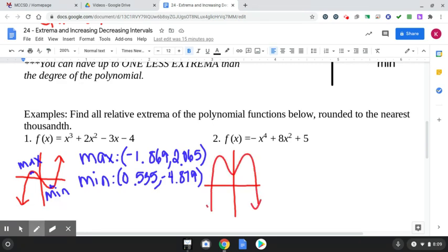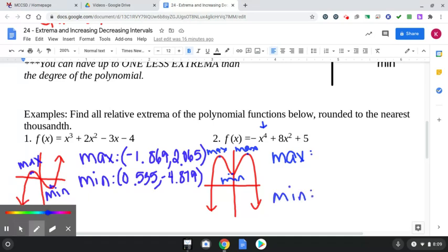Now this one's different. This one, I have an extra extrema. I have a max right here, I have a max right here, and I have a min down here. The reason why number 2 has one more extrema than the other one is because this one is an x to the 4th. This is a 4th degree polynomial. So when you find the maxes, you're just going to list 2 of them, and then when you find the min, you're just going to list the 1.